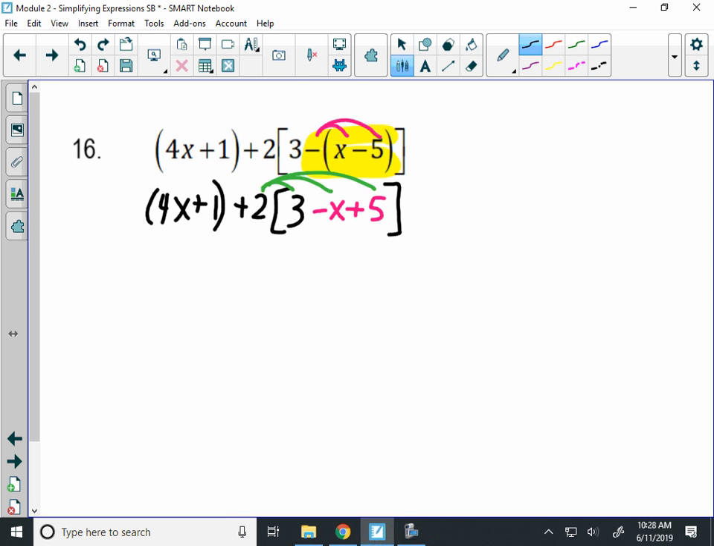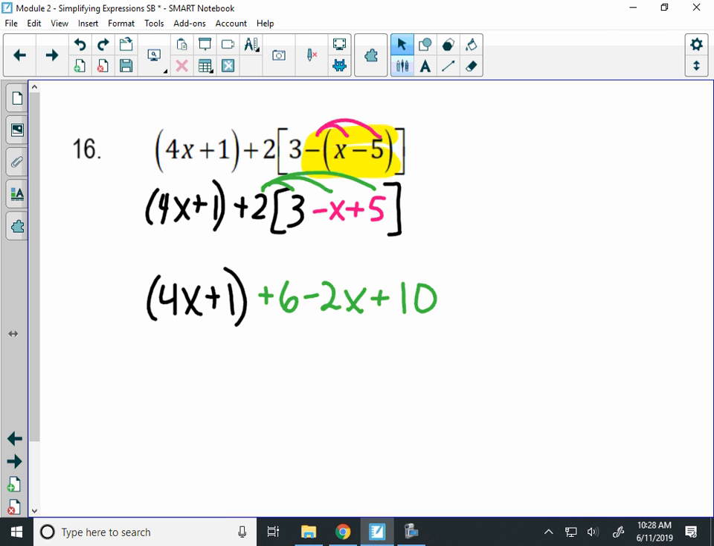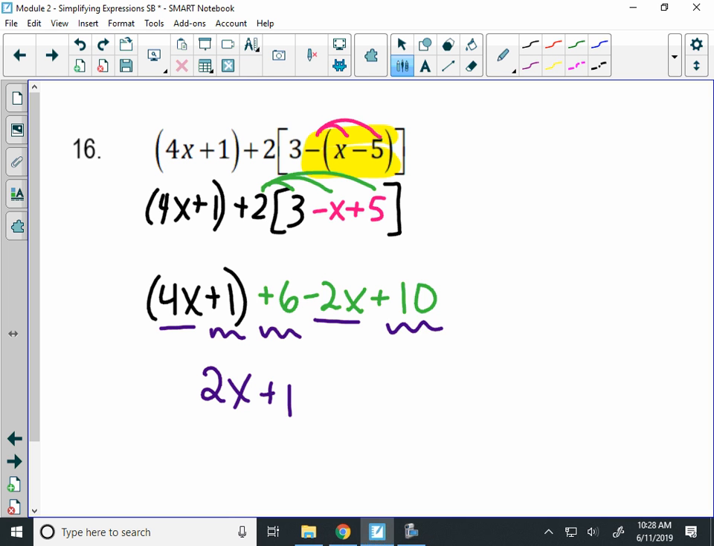So that first parenthesis, 4x plus 1, stays the same. And when I distribute the 2, I'll have plus 6 minus 2x plus 10. Now the first set of parentheses is really just there for decoration. You're not distributing anything. They're just there to make it look more complicated. So you can combine everything now. 4x minus 2x is 2x. 1 plus 6 is 7 plus 10 is 17.